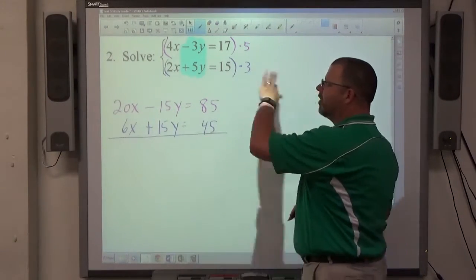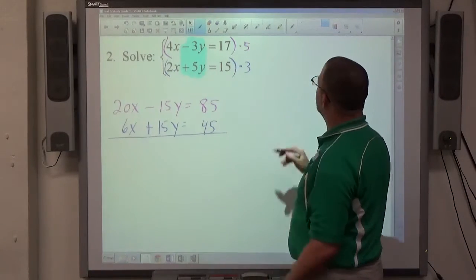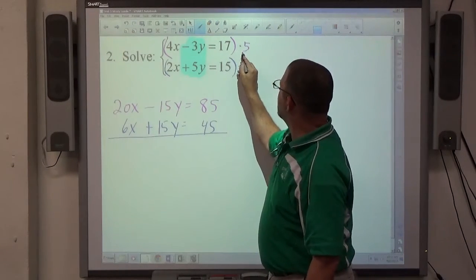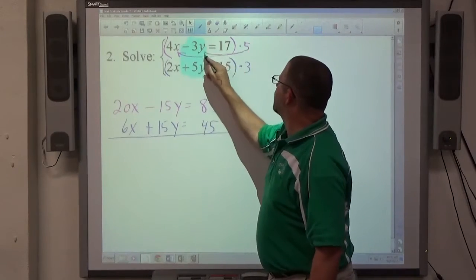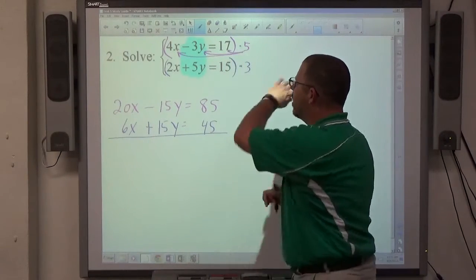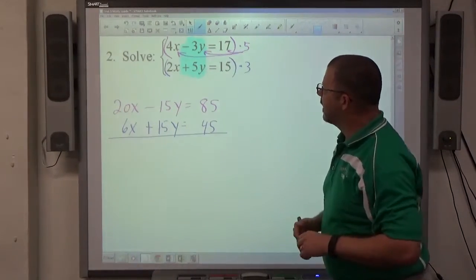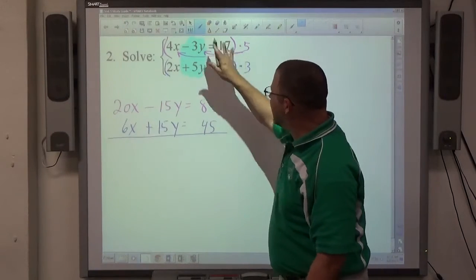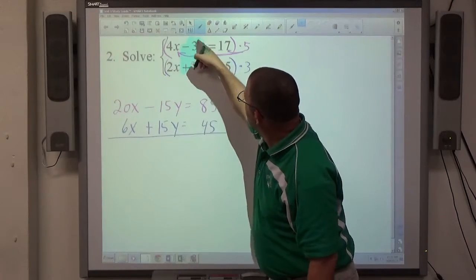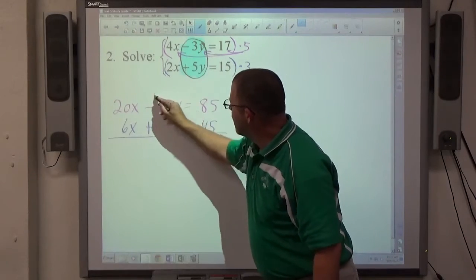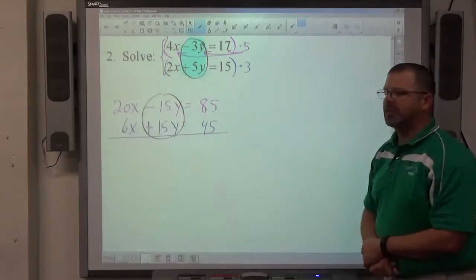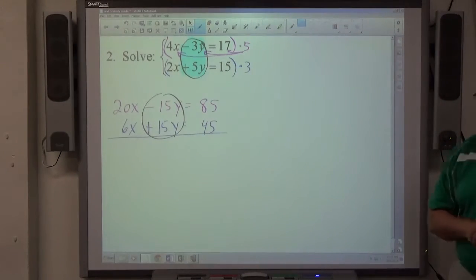Be careful that every single number gets multiplied. The most common error I've noticed is people will do this and this, but they'll forget to do that. So be careful that all three numbers get multiplied. And again, make an intention when you do this. My intention is to get rid of these guys. Now I can, because they're opposite signed objects and they're opposite numbers.